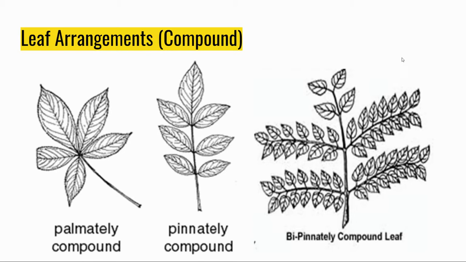Another type of leaf arrangement is compound. So you see here you have a lot of different types of leaf arrangements. This is for more complex plants, typically some types of trees, some larger types of shrubs.